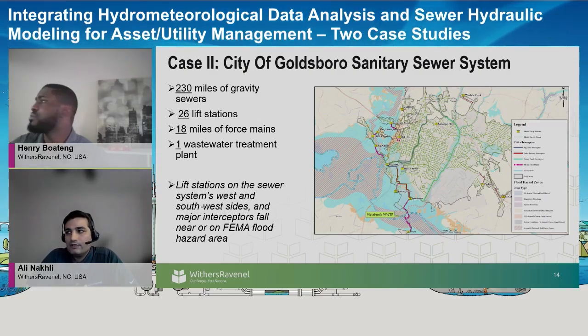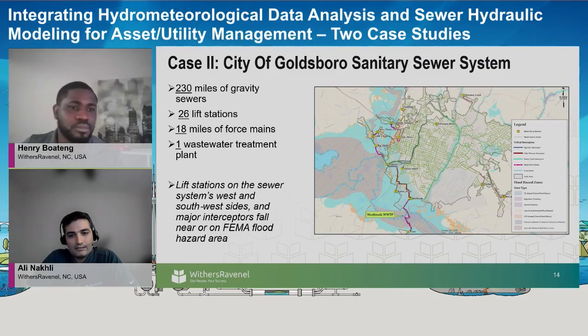So the city of Goldsboro sanitary sewer system receives wastewater from 34,000 people and also Seymour Johnson Air Force Base. It has 230 miles of gravity sewer, 26 lift stations, and 18 miles of force mains, and all of the wastewater is conveyed to a wastewater treatment plant. I put this map here to show you that the major interceptors, all of the large lift stations, and the wastewater treatment plant are located in the FEMA 100 floodplain zone.